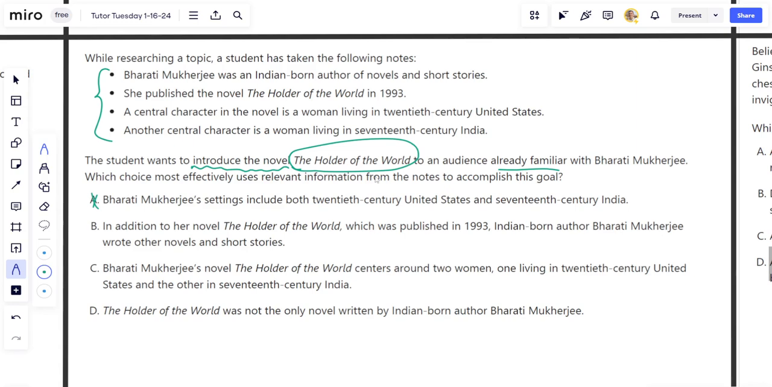B says in addition to her novel, The Holder of the World. That does not introduce the novel. That is moving away from the novel. C says Bharati Mukherjee's novel, The Holder of the World, centers around two women, one living in 20th century United States and the other in 17th century India. That makes sense. We don't explain anything about the author because the audience is already familiar with the author. Instead, we just introduce the novel and what it's about. And D doesn't really introduce the novel very well either.